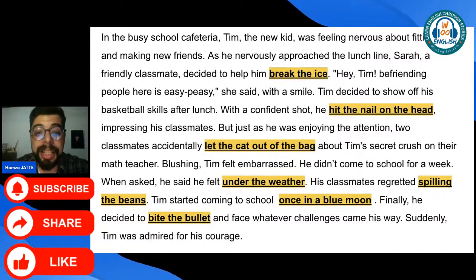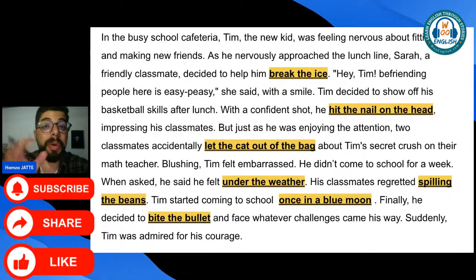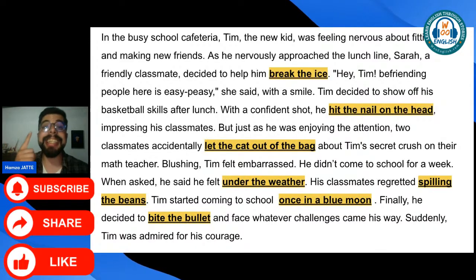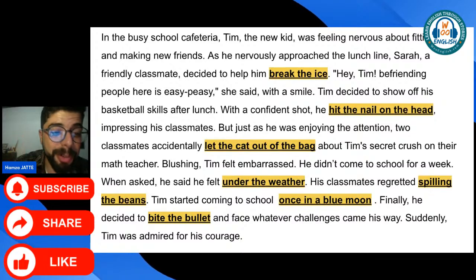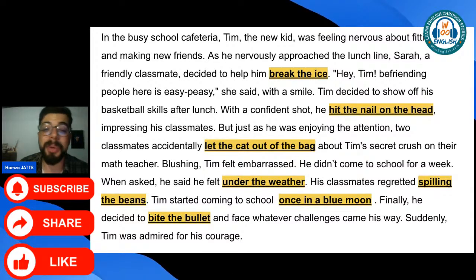With a confident shot, he hit the nail on the head, impressing his classmates. Just as he was enjoying the attention, two classmates accidentally let the cat out of the bag about Tim's secret crush on their math teacher. Blushing, Tim felt embarrassed. He didn't come to school for a week, so some of his classmates told the others that Tim liked their math teacher. He had a crush on her. He didn't come to school for a week. When asked, he said that he felt under the weather.